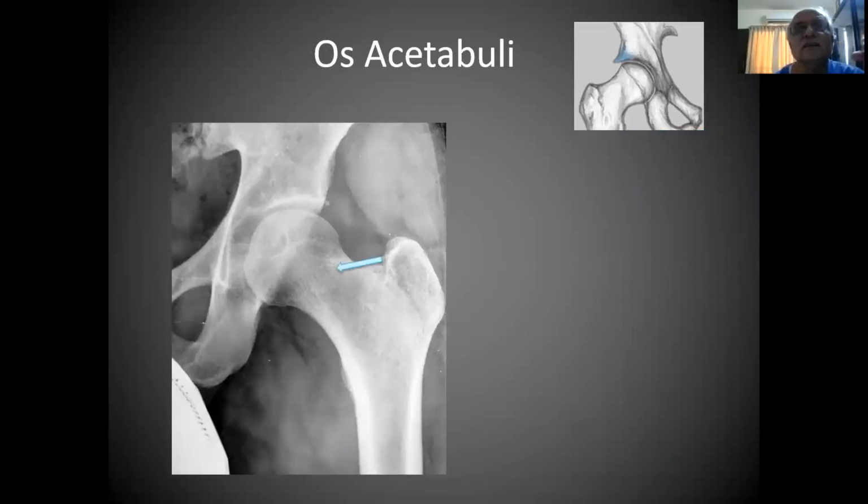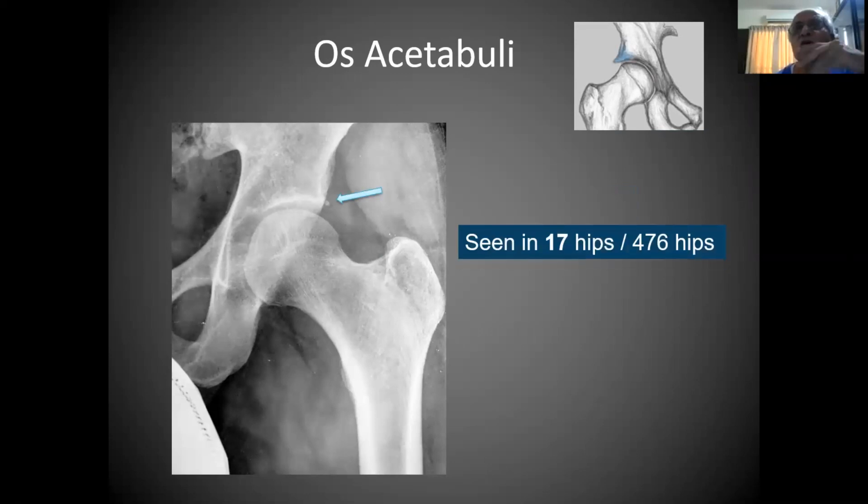Os ossicle, that was a calcium. We saw os ossicle in 17 hips out of 470, 3.6%. Again, males were slightly more than the females.